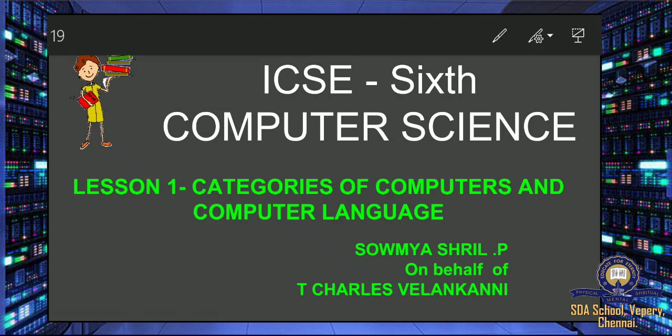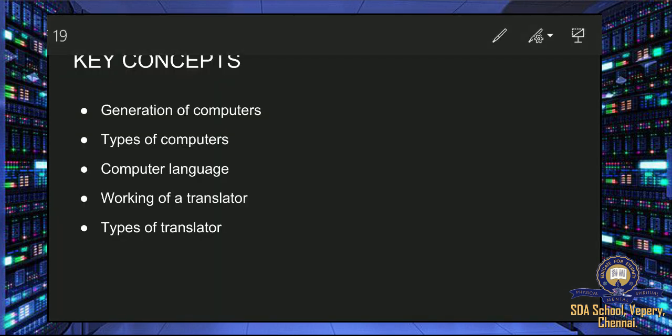Lesson 1: Categories of computers and computer languages. The key concepts of this chapter are generations of computers, types of computers, computer language, working of a translator, and types of translator. Let's see the key concepts in detail.